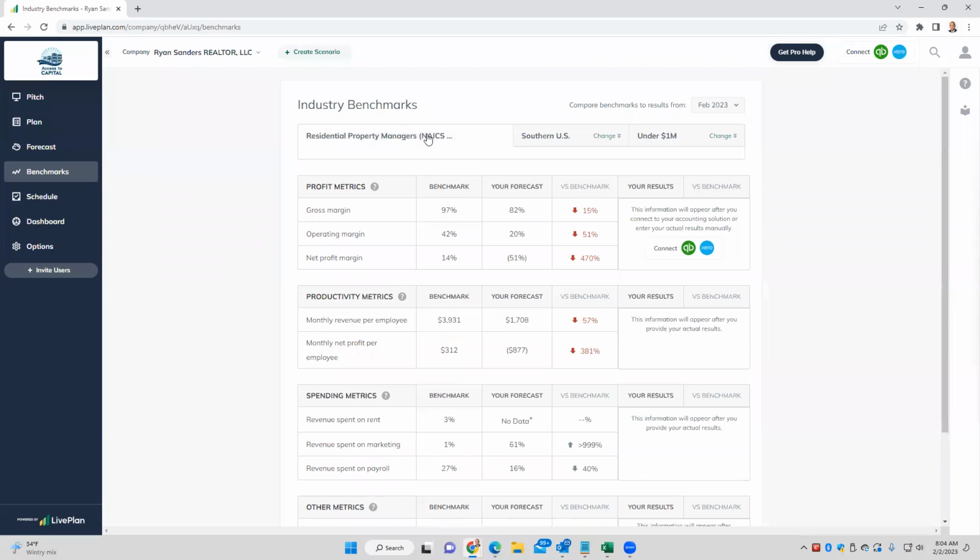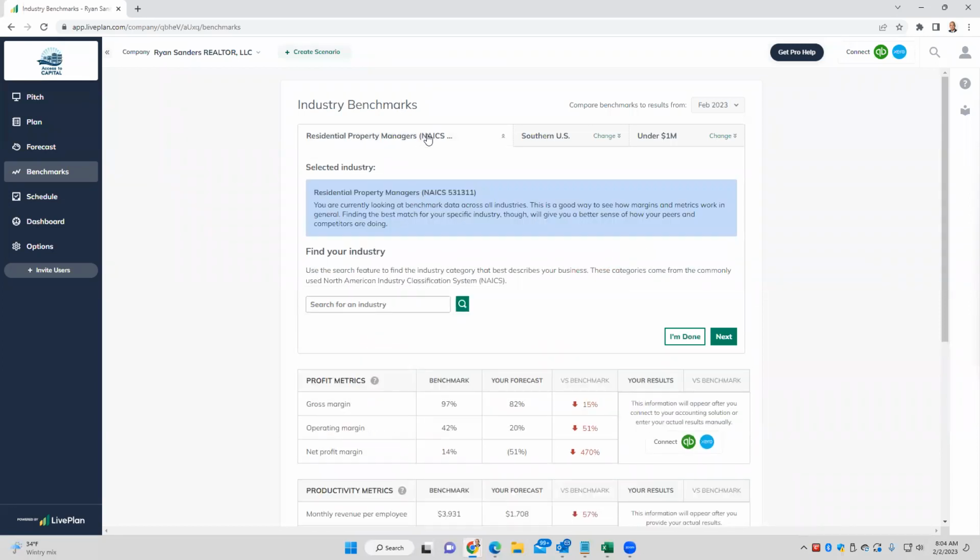So for example, on the benchmark page we're on now, once we have put in the client's NAICS code, now this client's NAICS code is 531311 for residential property managers. Ryan's not buying and selling property, commercial nor residential. He's not rehabbing, but he is a property manager. And so that industry code is correct.